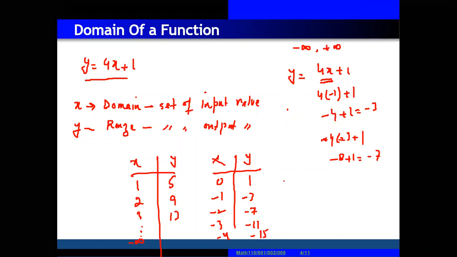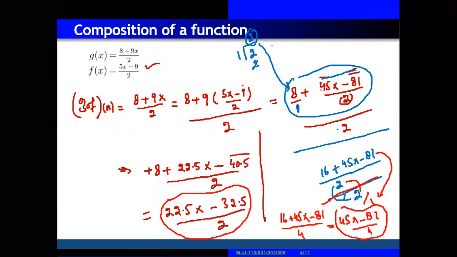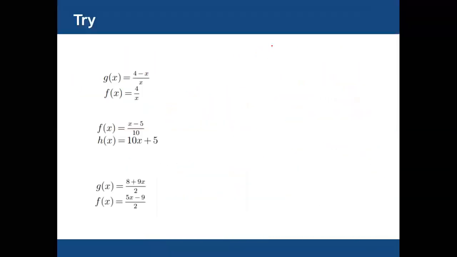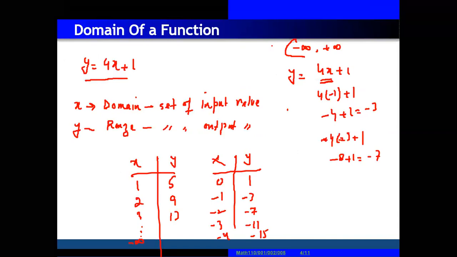So we can say that the domain of the function y is equal to 4x plus 1 is from minus infinity till plus infinity, because if you give any value from minus infinity till plus infinity, there will be some output value. So the domain of the function 4x plus 1 is all real numbers. Domain is equal to all real numbers. You can say from minus infinity till plus infinity.